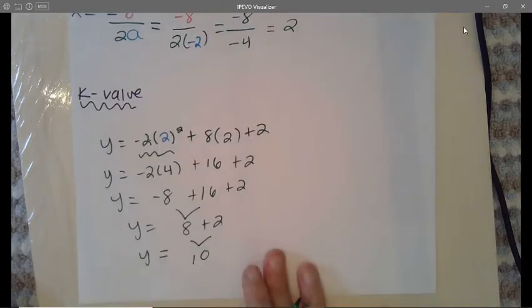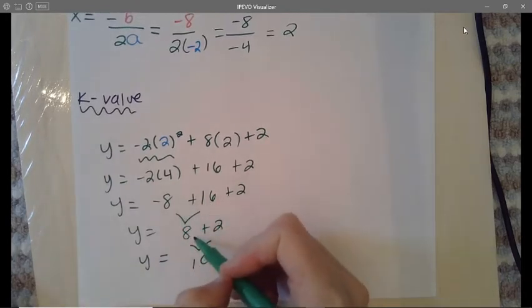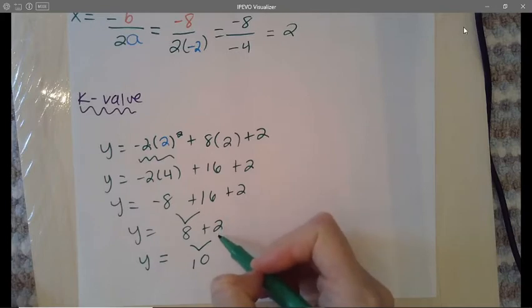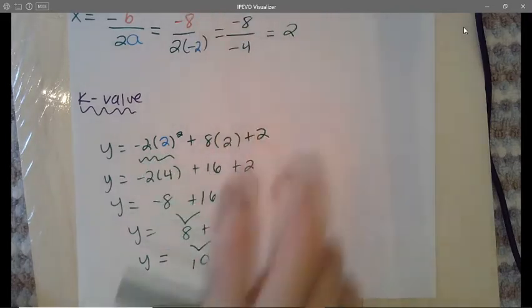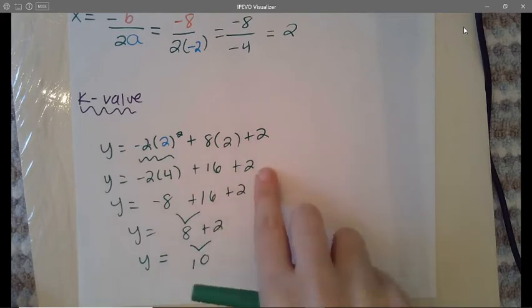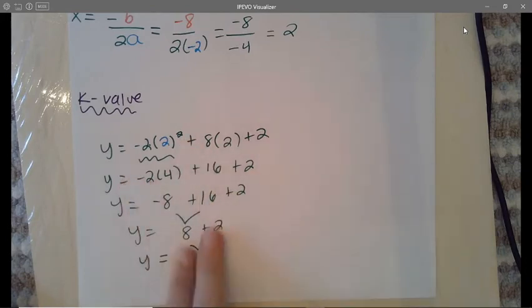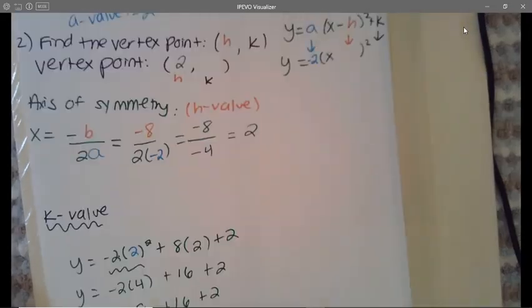Oh, sorry, guys, you couldn't see that. So -8 plus 16 is 8, and then I brought on down that 2. 8 plus 2 is 10. So the y value of my vertex point, which is the k value, is 10. And I'm just going to double check everything real quickly. Yep, looks good. All right, so my k value is 10. Yay!